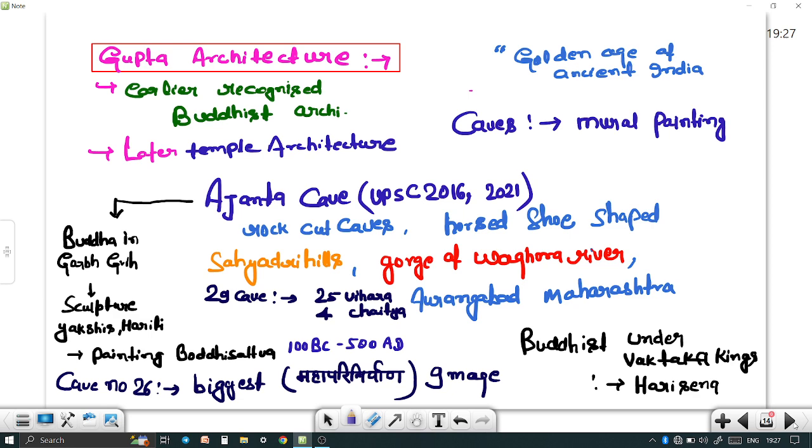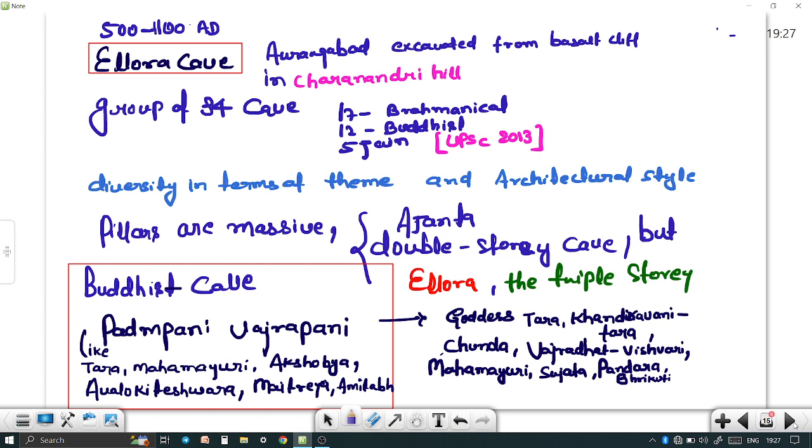Next one is okay. So Ajanta and Ellora both are recognized as UNESCO World Heritage Sites. Now this Ellora cave is located in Aurangabad district, 100 km away from the Ajanta caves. It is excavated from the basalt cliff in the Chandranagri Hills. It is a group of 34 caves, of which 17 are Brahmanical belonging to Hinduism, 12 Buddhist and 5 Jain. This has been a question of 2013.